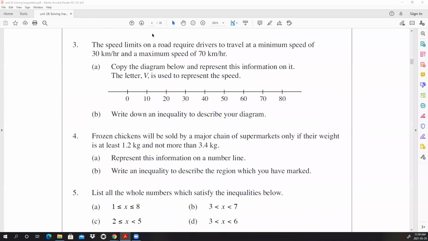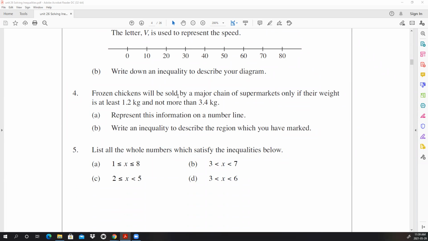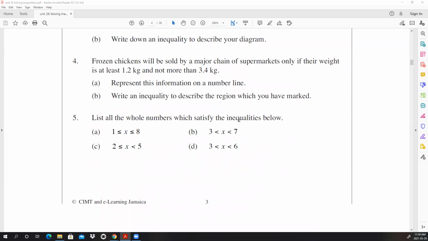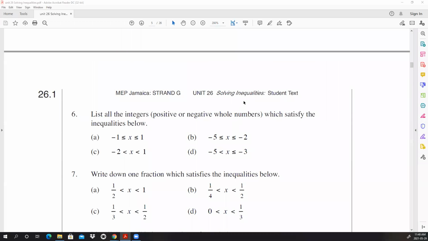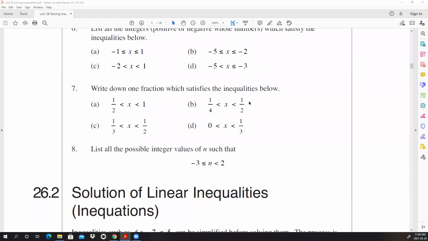I have some worded questions here. The speed limit on a road requires drivers to travel at a minimum speed of 30 and a maximum speed of 70, and it's just represented on the line. No big deal. List all the whole numbers which satisfy the inequalities. It lists all the whole numbers, 1, 2, 3, 4, 5. For this one, I include 8, so this is 1, 2, 3, 4, 5, 6, 7, 8. This one, you exclude 3, so you start off by saying 4, 5, and 6, you exclude 7. Nothing that you would not have seen before. And as I said, I provided a solution sheet.